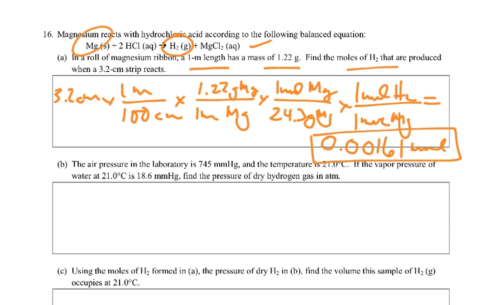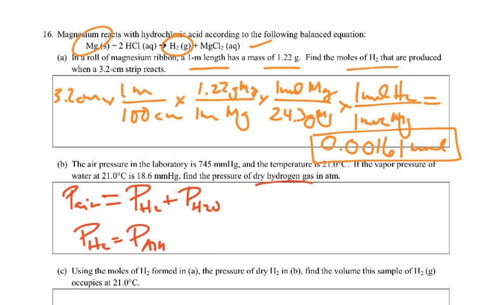So there's that line equation. Okay, the air pressure in the laboratory is 745 millimeters of mercury, and the temperature is 21. If the vapor pressure of water at 21 degrees is 18.6 mmHg, find the pressure of the dry hydrogen. So remember that the pressure due to the air, because we forced the pressure inside and outside the tube to be the same, is the pressure due to the hydrogen plus the pressure due to the water. So we want the pressure of the dry hydrogen, so the pressure of the hydrogen is equal to the pressure of the air minus the pressure of the water.